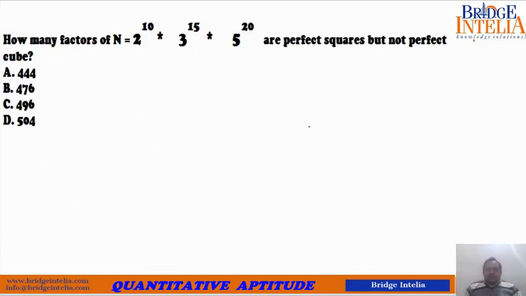Now let's see this one. How many factors of the number n are perfect squares but not perfect cubes? So let's find factors that are perfect squares. First let's find how many are perfect squares.